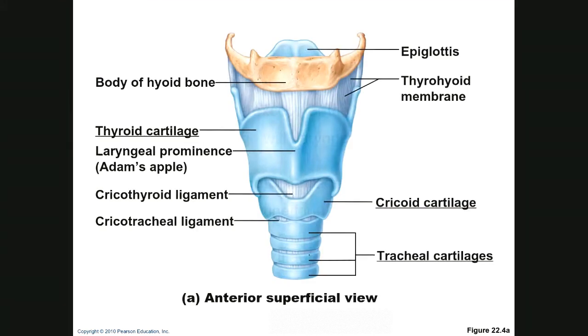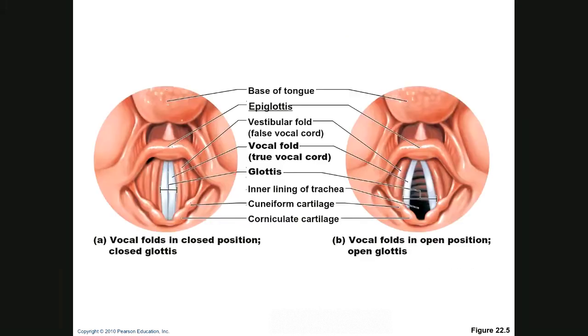This is the thyroid cartilage, also known as the Adam's apple. This is the cricoid cartilage here. These are your tracheal cartilages. And here's your epiglottis. This is your hyoid bone. And this is your glottis in a closed position and in an open position. And the vocal folds are within this area here.